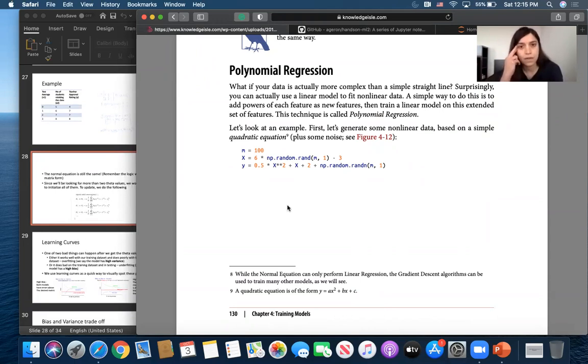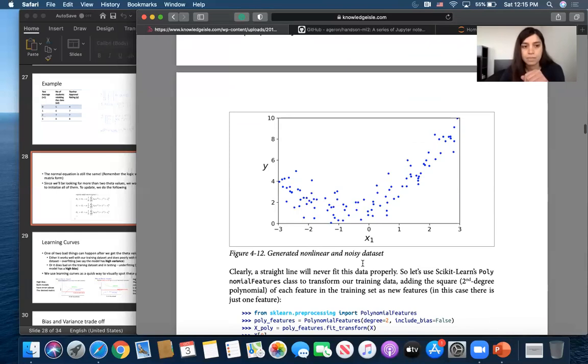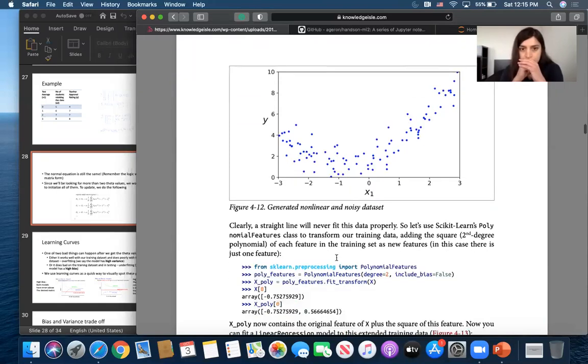I see what you mean. To fit our data, we're using a new function. It's not linear anymore. Correct. Yeah, it's not linear anymore. Yes, you're right.